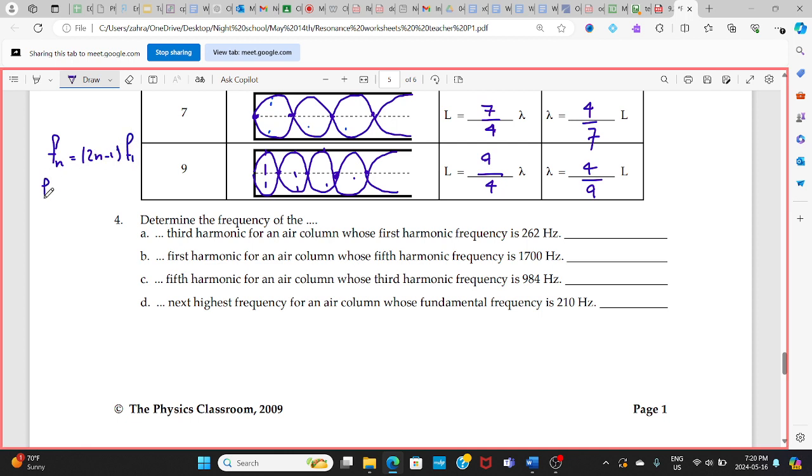Third harmonic means f of 3, and the n here is 2, right? The second resonance. For the second resonance, I'm going to just put the 2n minus 1. F of 3 is going to be 3f1. Okay, so if I want to do that, f of 3 is going to be just 3 multiplied by the first harmonic, 262. And I do this.